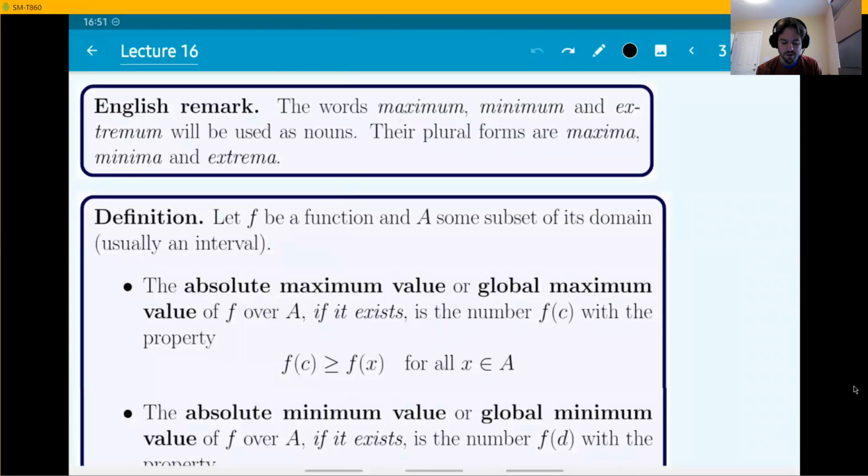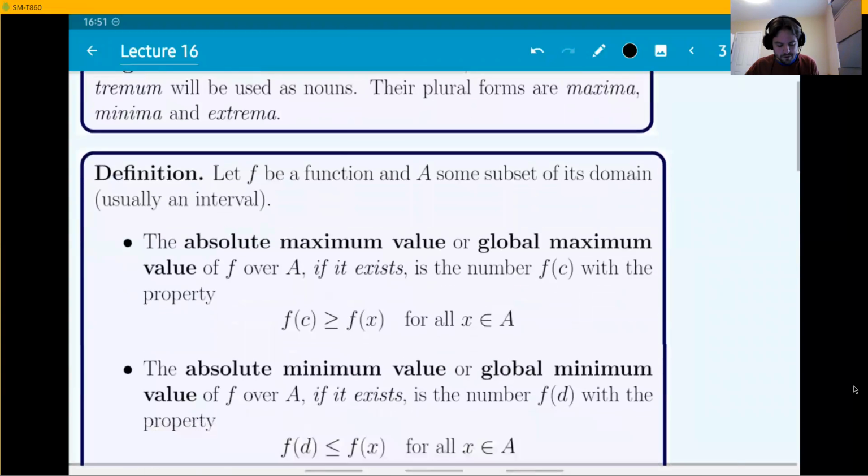We're gonna be using the words maximum, minimum, extremum as nouns. Those are objects. Those are points that we can talk about. And the plural forms of these words are maxima, minima, extrema. Not that anyone cares when you write them on an exam. You're not going to lose points if you write maxima for a singular point, but it should be maximum. So just so you are aware.